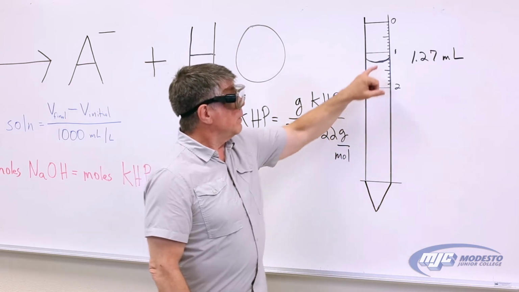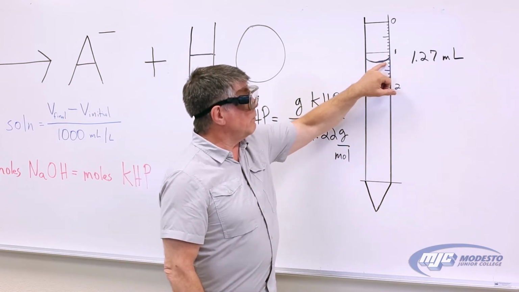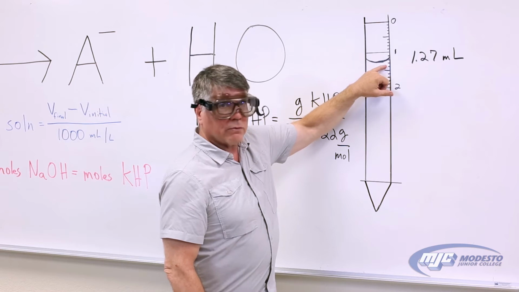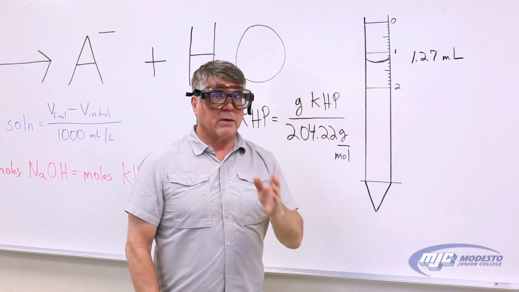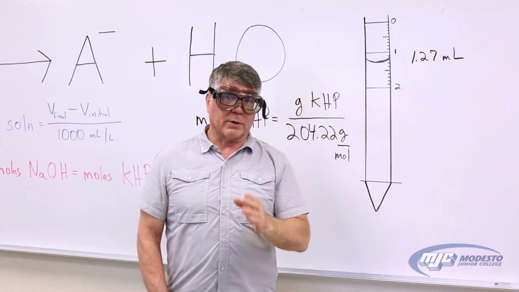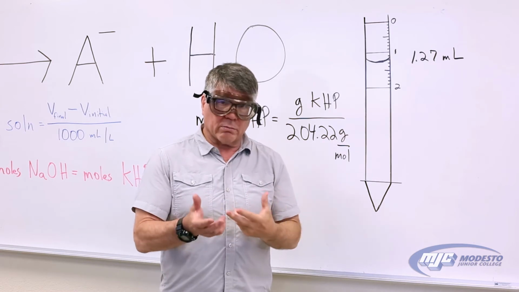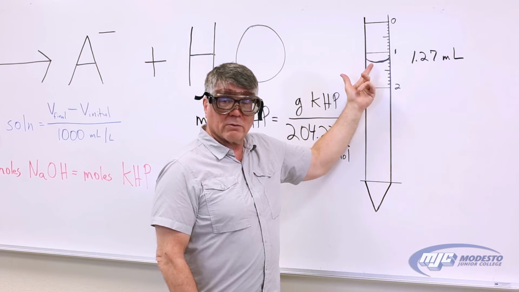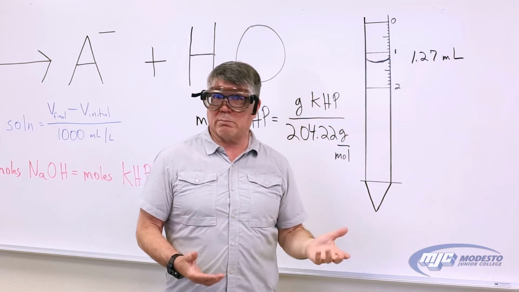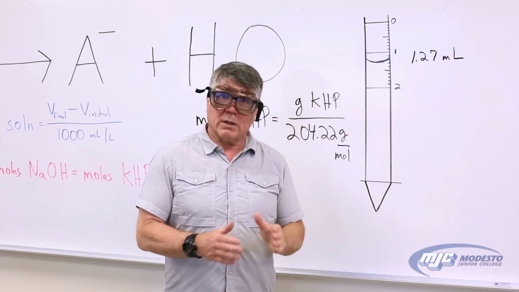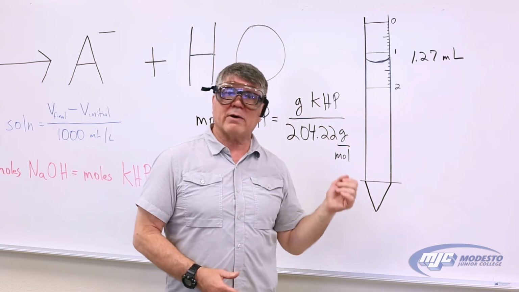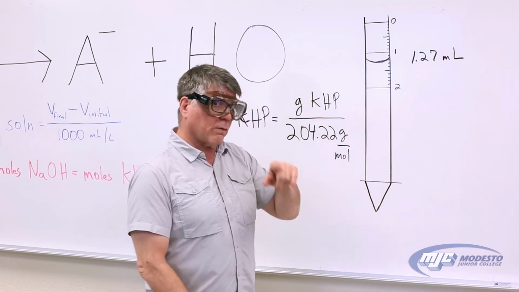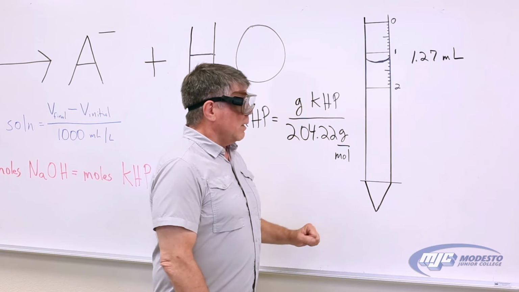So if we count down, it's 1.1, 1.2. It's somewhere between 1.2 and 1.3. All right, so 1.2 something. This is the part where you estimate. I said that looks to me like about 1.27 milliliters. But if you said 1.28 or 1.26, I wouldn't argue with you. It's understood that that last digit is estimated. Still a significant figure, but it's estimated.